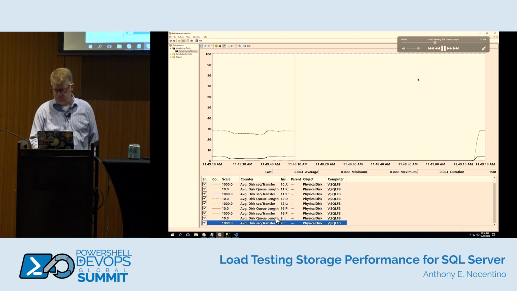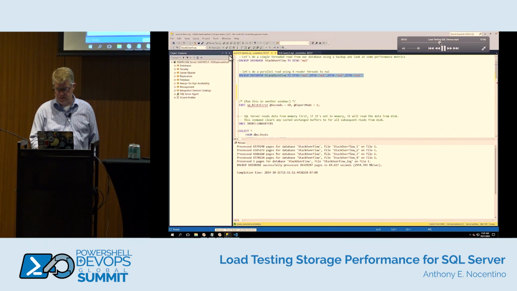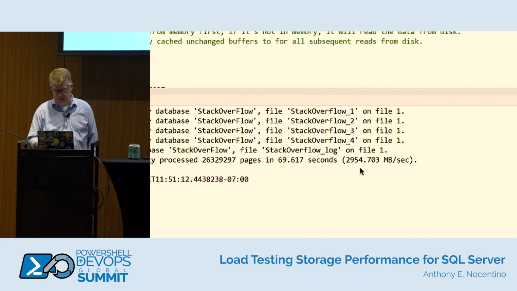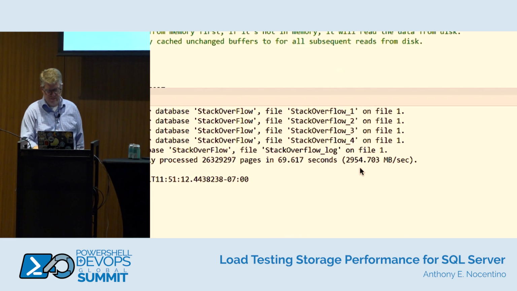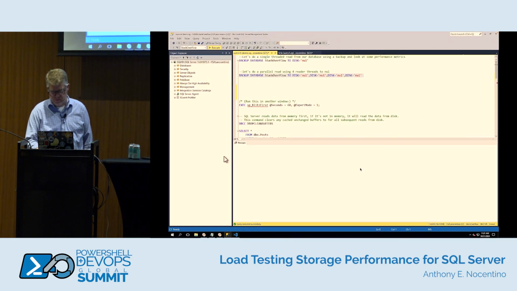Cool. So we'll jump ahead and show you what SQL Server sees. Who would have thought backups were so exciting, right? I love taking backups. So the backup ran just shy of 3 gigabytes per second. Okay, so 2,954 megabytes per second. Really bad at math.